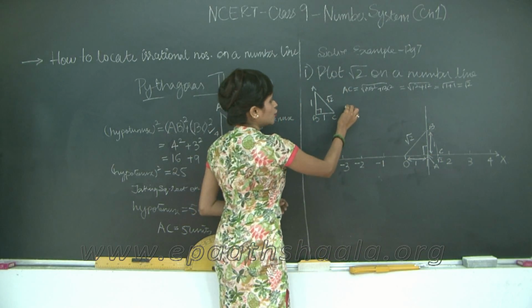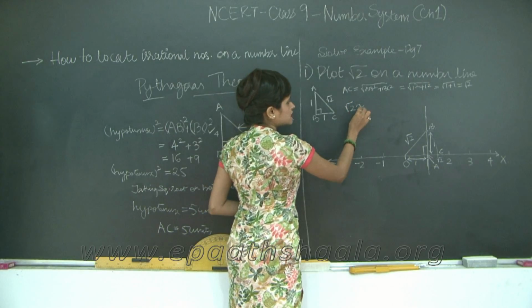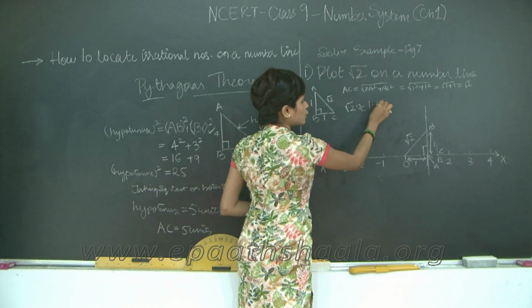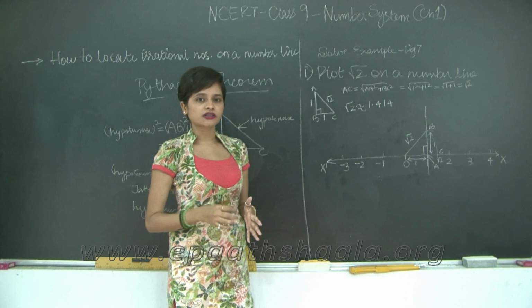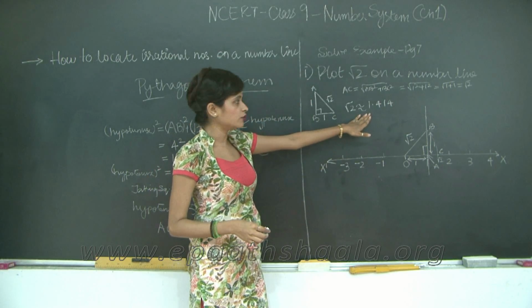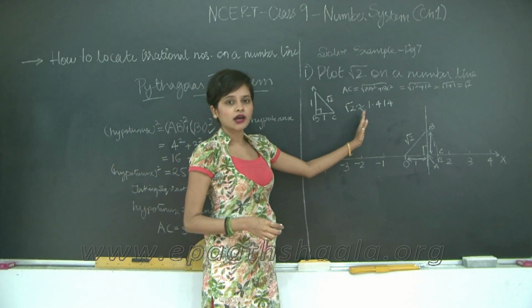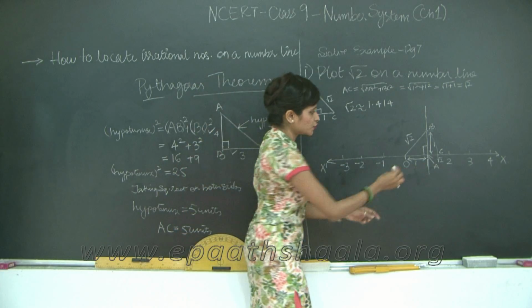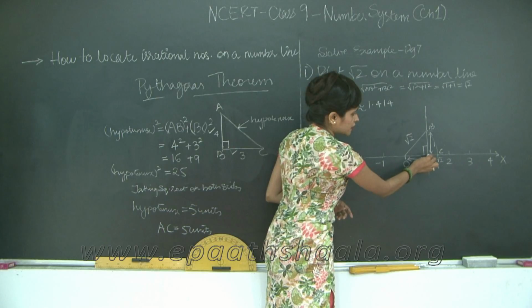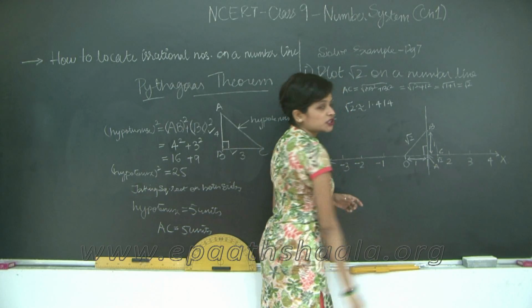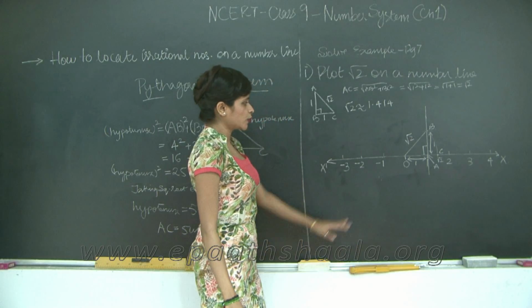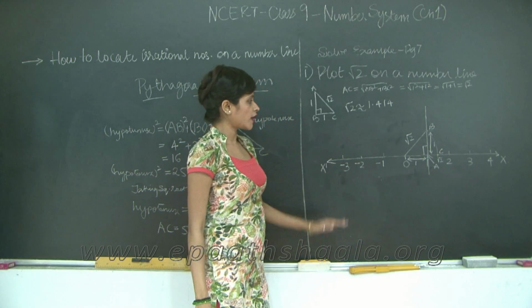We know that root 2 is approximately equal to 1.414, right? So 1.414 is an approximate value. So obviously it lies between 1 and 2. So if you notice, this is 1 and this is 2 on my number line, and root 2 is lying somewhere in between, right? So with this we have plotted root 2 on our number line.